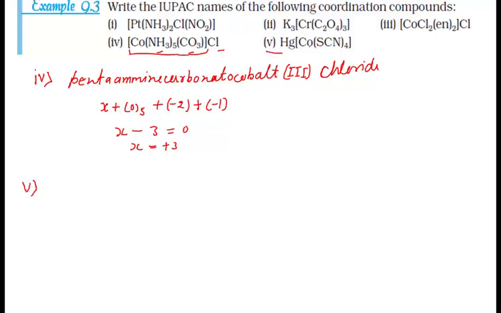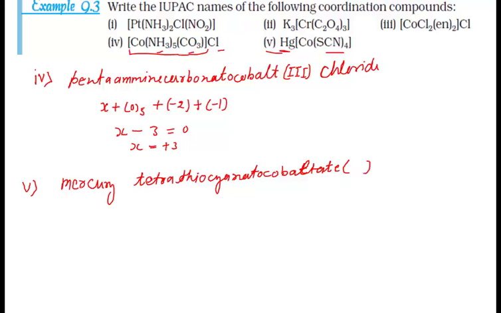The fifth species is Hg[Co(SCN)4]. First, it's an anionic complex and a simple cation, so we will write mercury. Then we will leave some space, and then it is thiocyanato. So it will be tetra, 4 times, thiocyanato. Thiocyanato and isothiocyanato are again ambidentate ligands. So it will be thiocyanato, and then cobaltate, and then the oxidation state. So mercury, then leaving some space, tetrathiocyanato cobaltate.